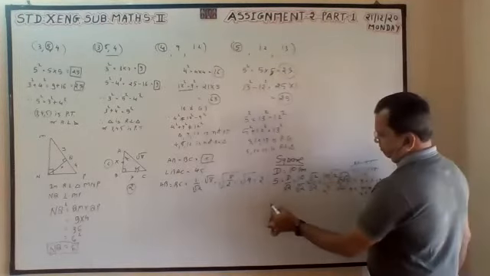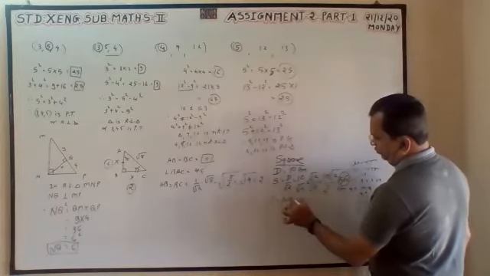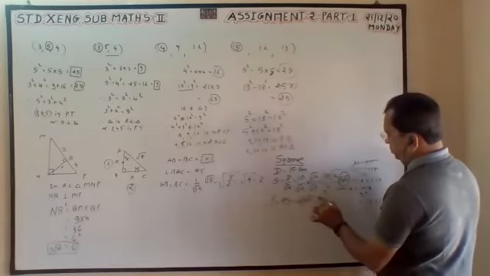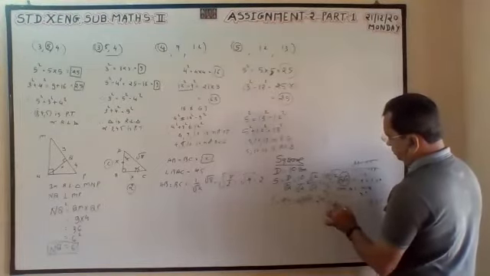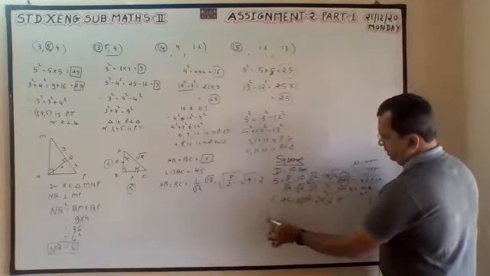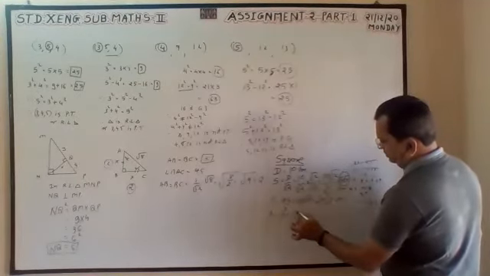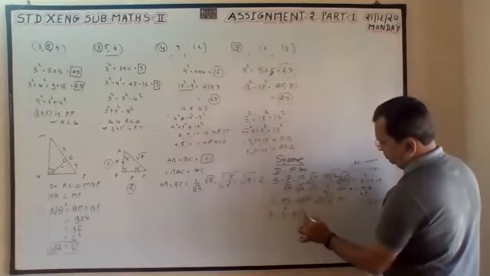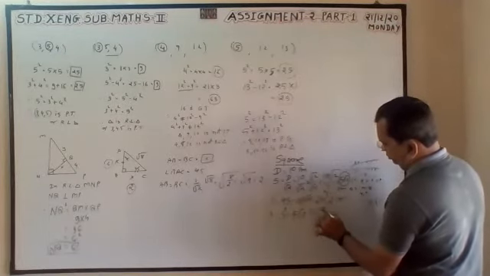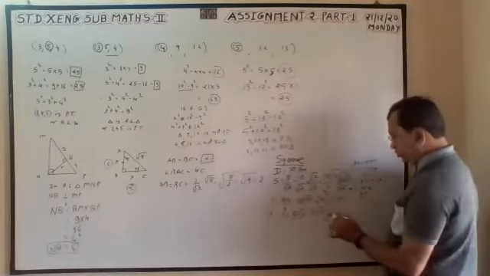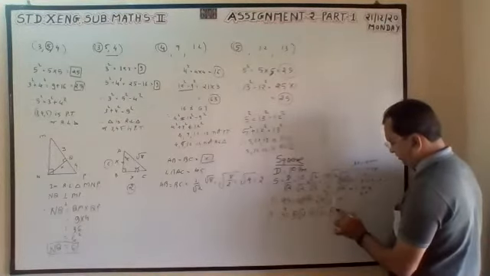centimeter. Perimeter is equal to 4 side. 4 into 5 root 2, 20 root 2 centimeter. Area is equal to side square. 5 root 2, 5 root 2, 5 5s are 25, root 2 squared is 2, so 50 centimeter square.